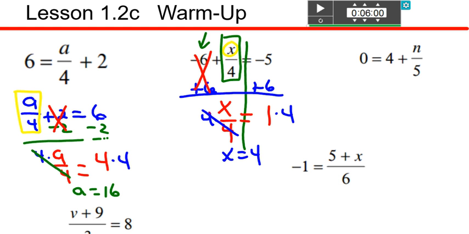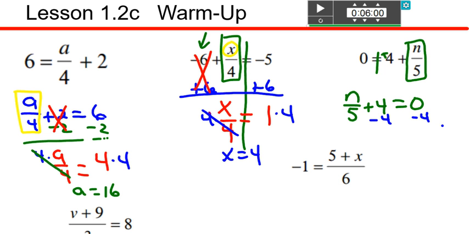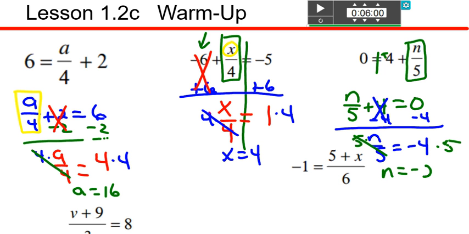Okay, last one. I notice that my n is on the left side, so I'm going to do the switcheroo again. I'm going to put n plus 5 plus 4, because that's a positive 4, equals 0. First thing I have to do is subtract 4 from both sides. Those will cancel, leaving me n divided by 5 equals negative 4. And again, the last thing I need to do is multiply both sides by 5, which those will cancel, and n equals negative 20. Okay? So practice with those.